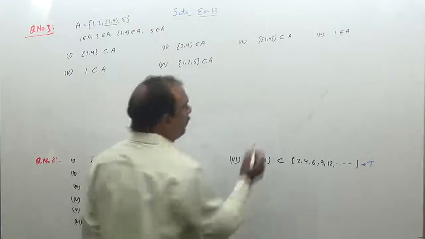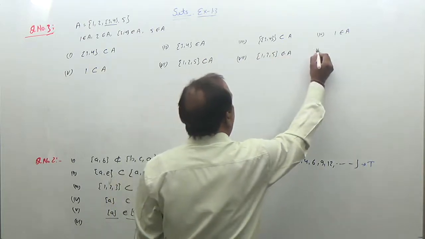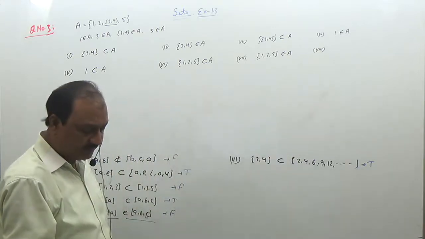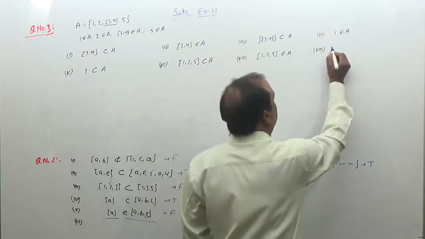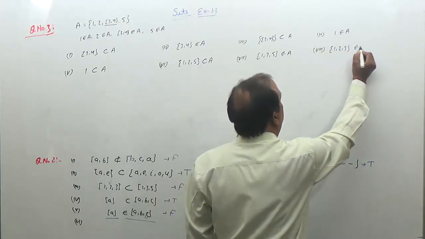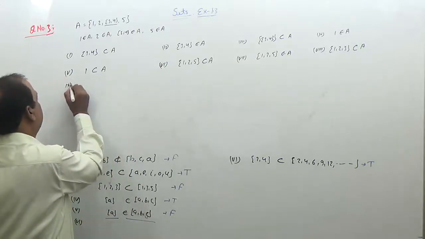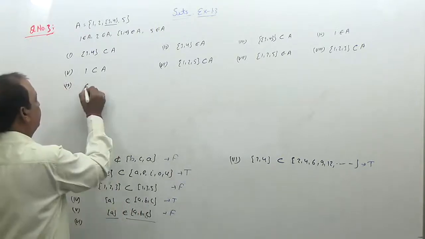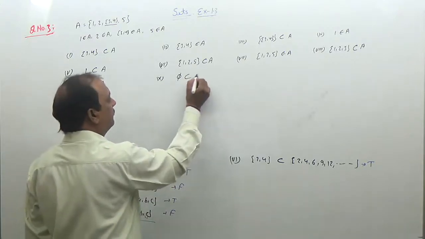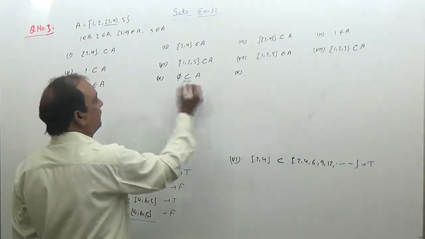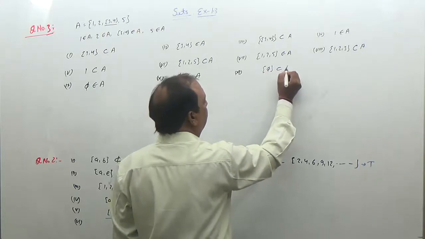Seventh is: the set of elements 1 to 5 belongs to A. And the eighth statement is: the set of elements 1 to 3 is a subset of A. Ninth statement is: 5 belongs to A. And the 10th statement is: 5 is a subset of A. And the 11th statement is: the set {5} is a subset of A.